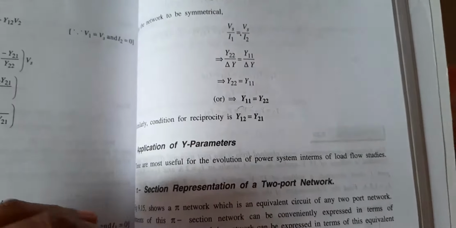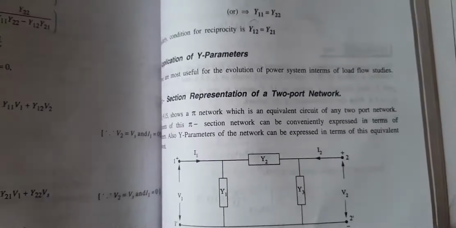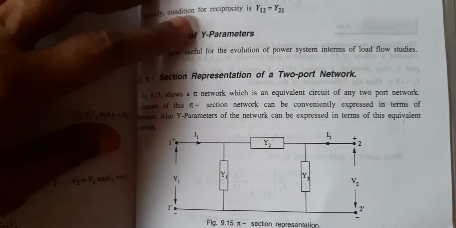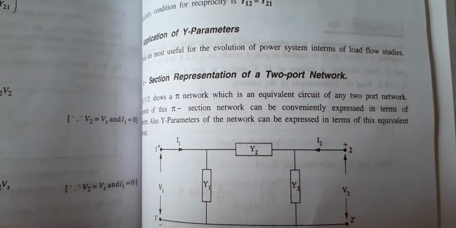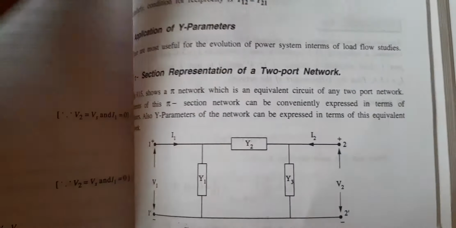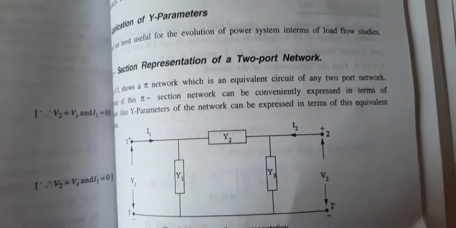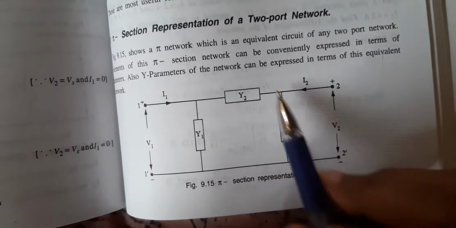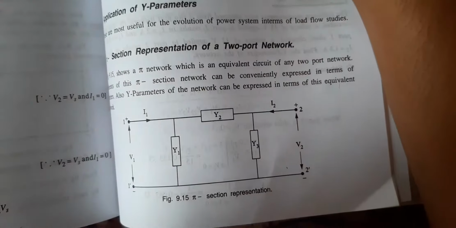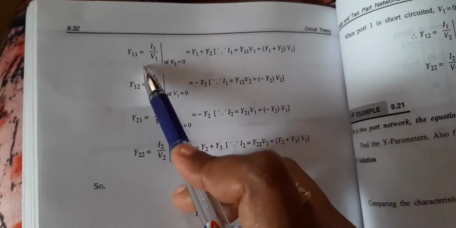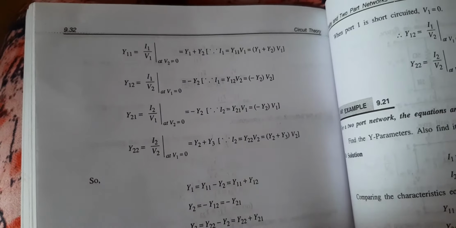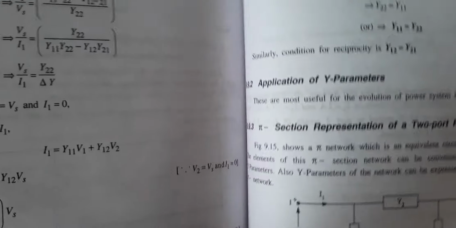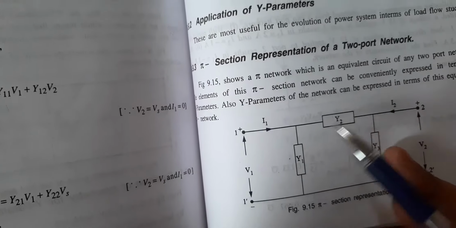Next, the application. In Z parameters we represent the network as a T section. In Y parameters it is represented by a pi section. Here you want to find the values of y1, y2, y3. First of all, what is y11? We know it is I1 by V1 when V2 equal to 0. So y11 is y1 plus y2.